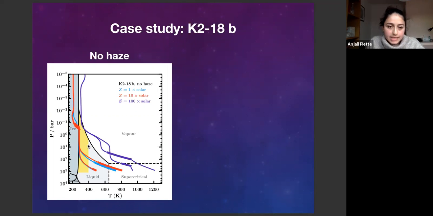Here, this yellow region is the same as before. It's that region of pressure less than 1,000 bar, temperature less than 400 Kelvin, that in theory, if a surface occurred in this range, the liquid water could potentially be habitable. So we find that for the lower metallicity cases, these are going through this sort of yellow region.